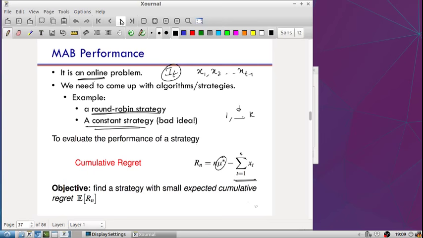Mu star is the mean of that arm. Each arm has a corresponding distribution, like Bernoulli 0.1, Bernoulli 0.2. So mu star is the mean of that distribution. You don't know this, and still you know how to minimize regret. You don't know this number. You don't know any of the distributions, any of the parameters of the distribution. If you knew that, then the problem is very straightforward.